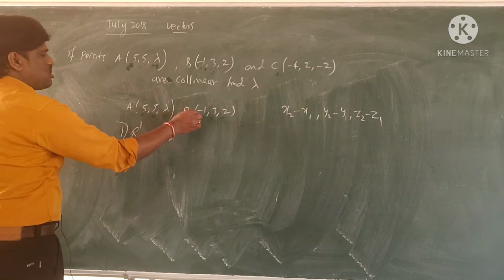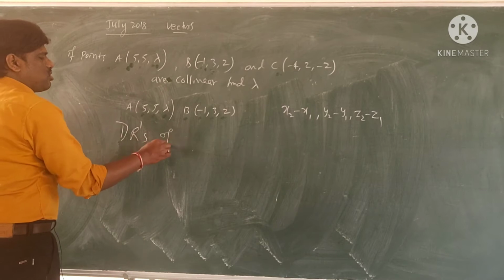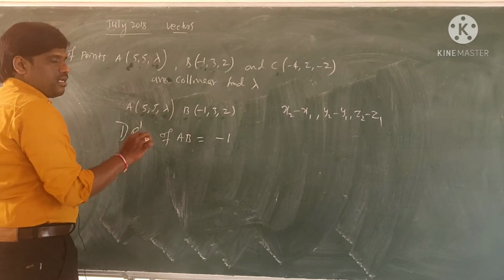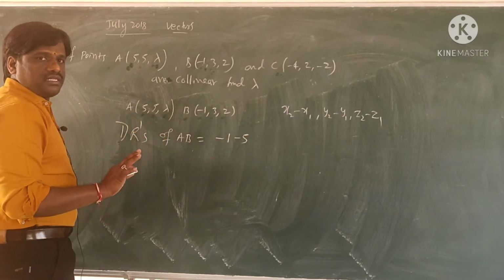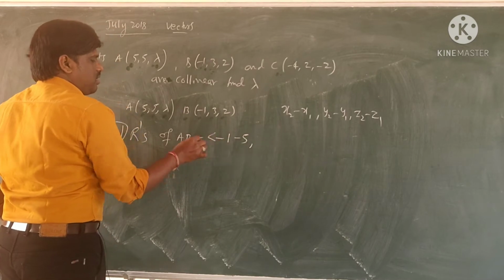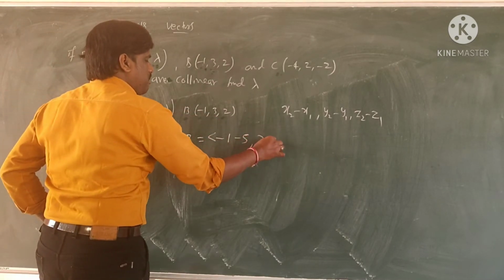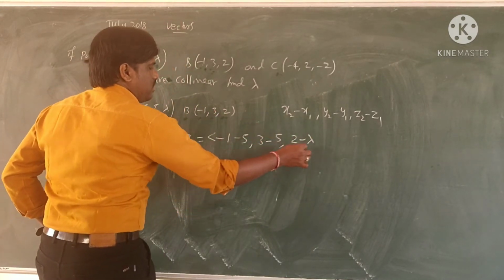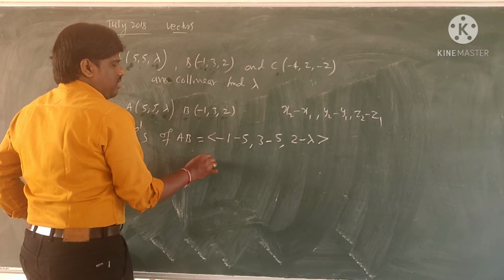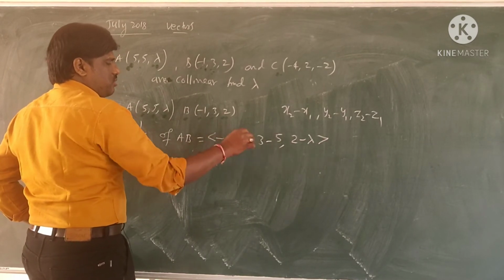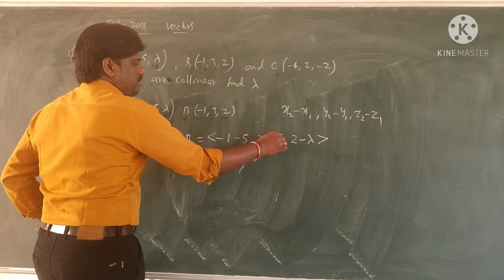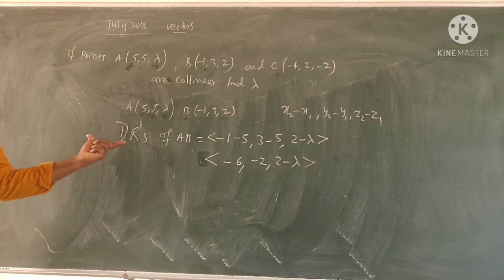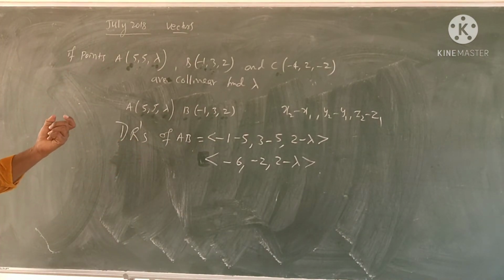So what are the direction ratios of AB? I am writing direction ratios of AB here. Direction ratios of AB will be what here? Minus 1, minus 5. Right? And what I can write next? 3 minus 5. And another one, 2 minus lambda. So direction ratios you can write like this. Otherwise you normally write minus 6, minus 2, 2 minus lambda are the direction ratios of AB. Okay, AB vector.